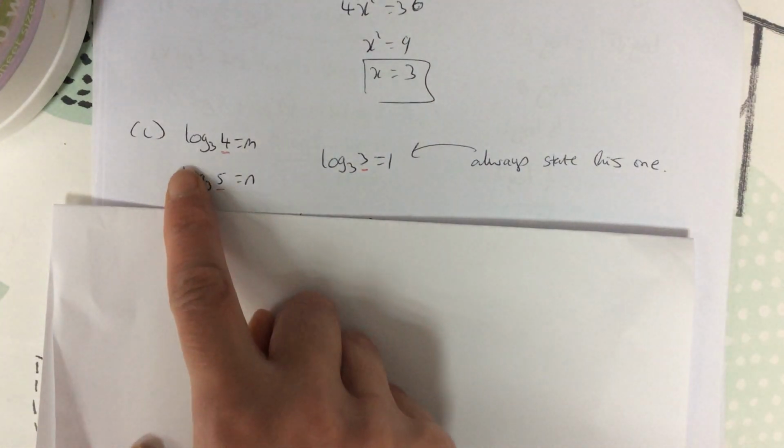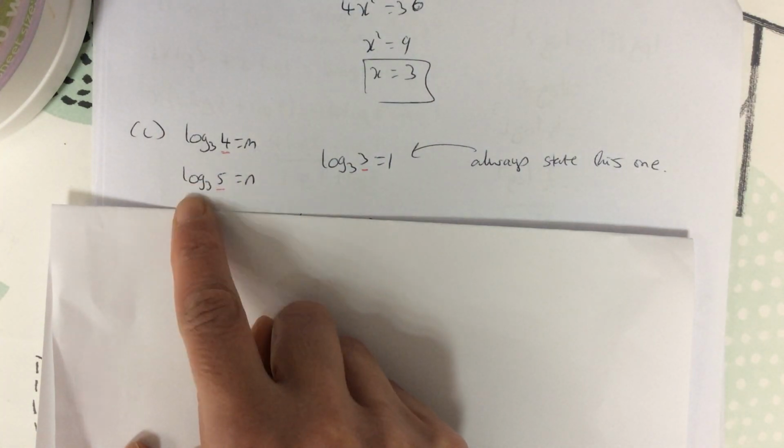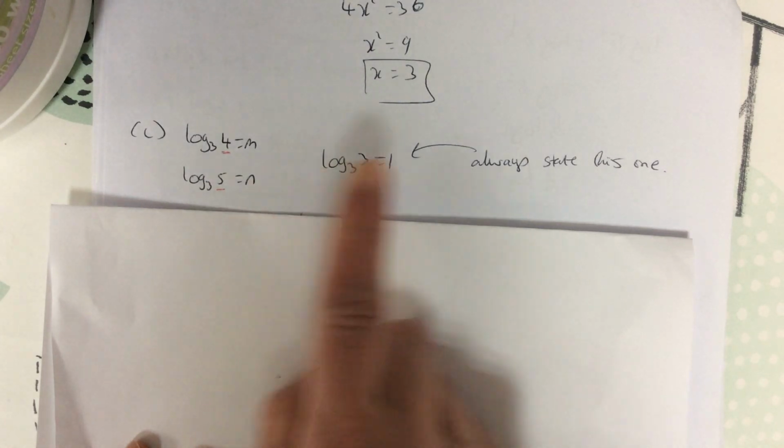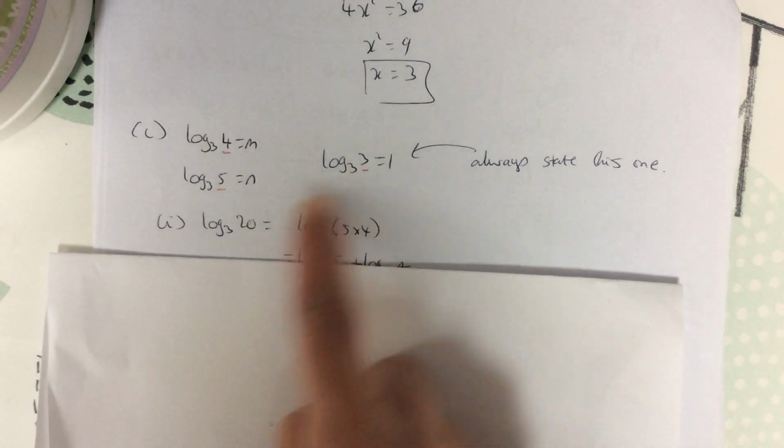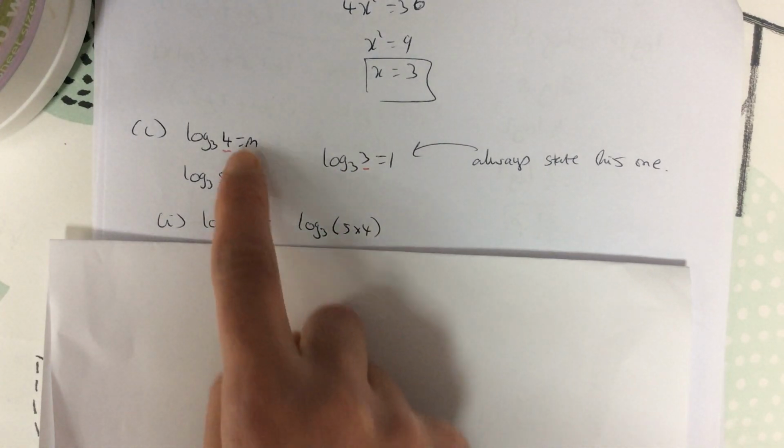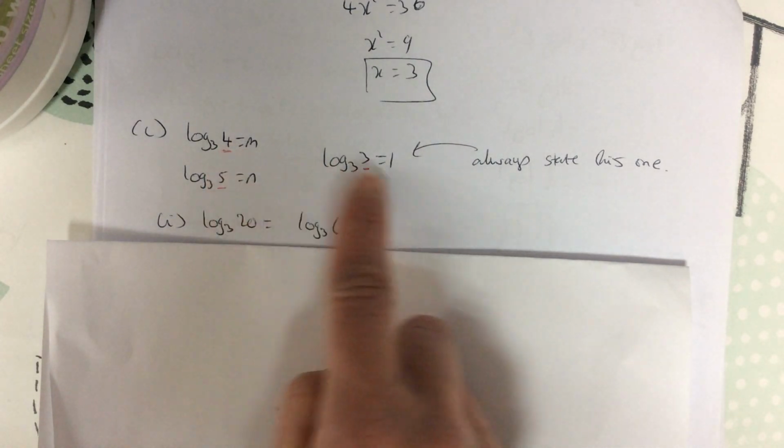Now, these ones, I love these ones. Log 3 of 4 equals m, log 3 of 5 equals n. They give you that. You must always state that log 3 of 3 is 1. That's the key to getting these questions. You want log 3 of 20. So here are our numbers we're trying to work with: 4, 5, and 3.